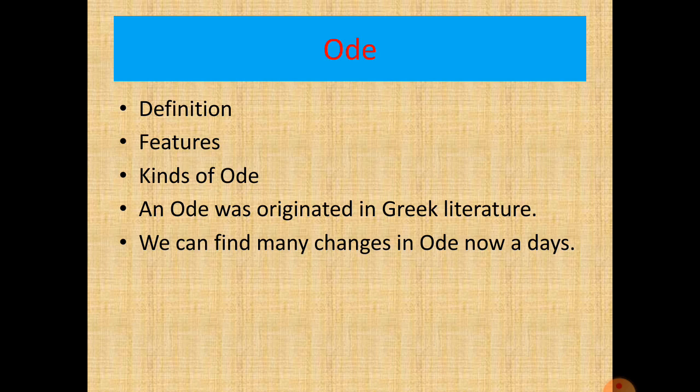We can find many changes in ode from the initial stage. So we can look towards the initial stage of an ode and today's developed form of ode, and we can understand it very easily. If we want to understand the ode easily, we have to go back to the initial stage of ode and today's developed form of ode, and this is the best way to understand this form, ode, very easily.